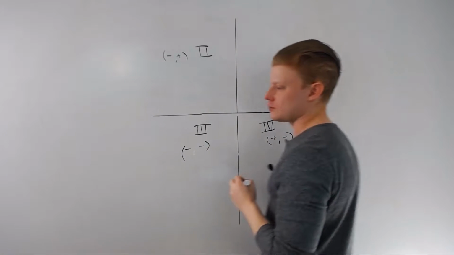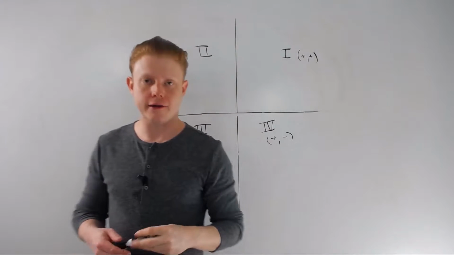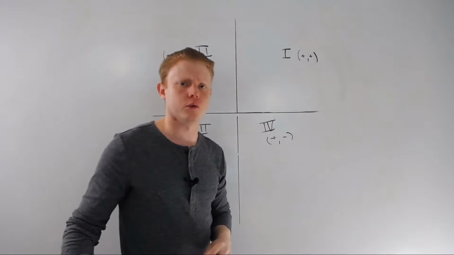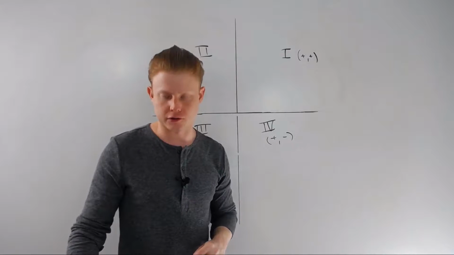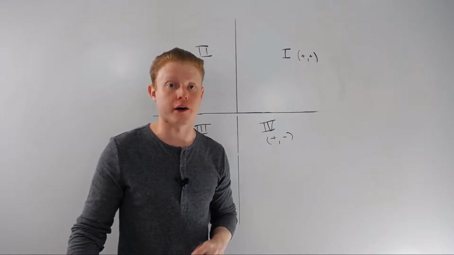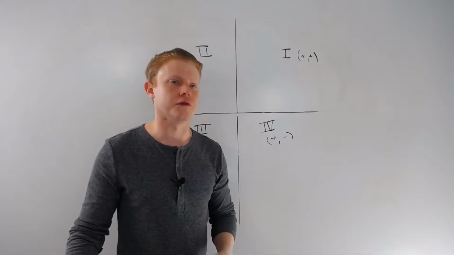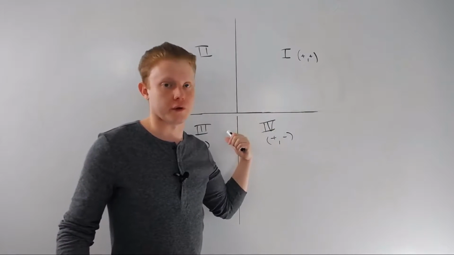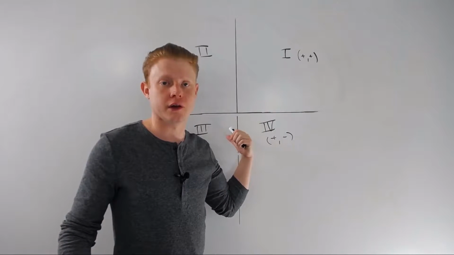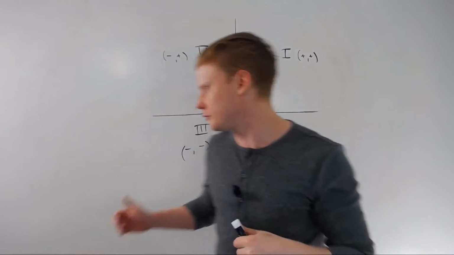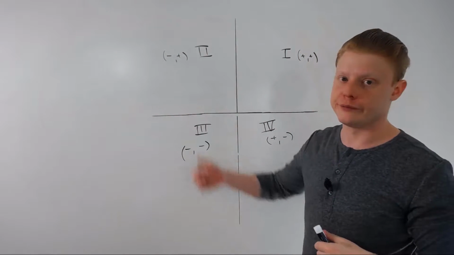So you'll see questions that ask you, in what quadrants will the product of the x and y coordinates of every point be positive or negative? So if it's positive, it would be 1 and 3. Positive times positive is positive. Negative times negative is positive. If it's negative, this and this.